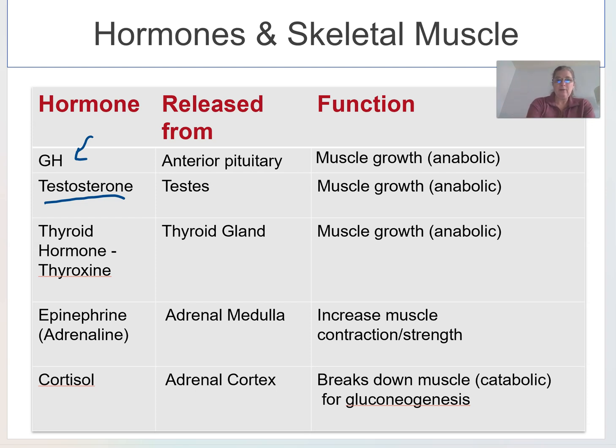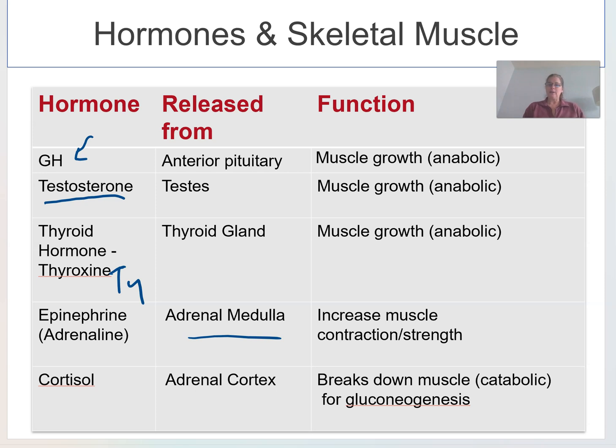The thyroid hormone, thyroxine, is called T4. Remember from bone, it also triggers muscle growth. Now, epinephrine, known as adrenaline, comes from the adrenal medulla, and that goes directly to skeletal muscle to cause an increase in muscle contractions and strength. When you exercise, you release some epinephrine to help increase your muscle strength and contractions. This can also be released during extreme stress, where it's able to activate all of the motor units for these superhuman strengths.